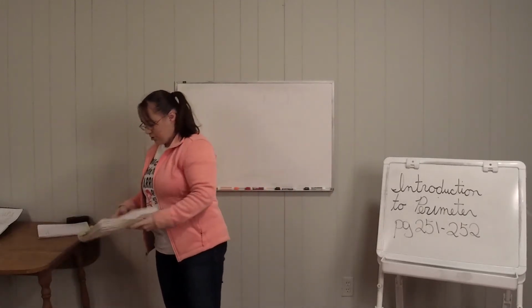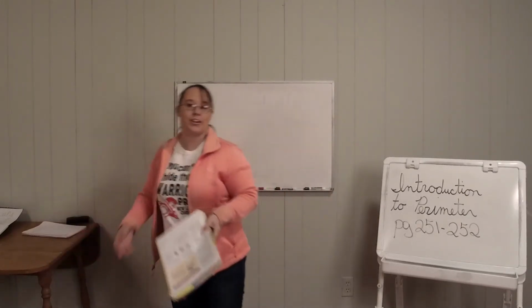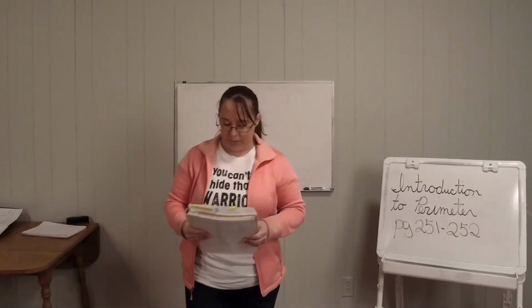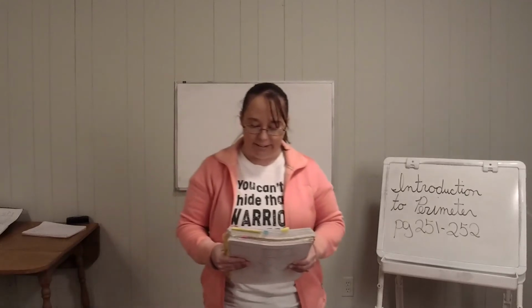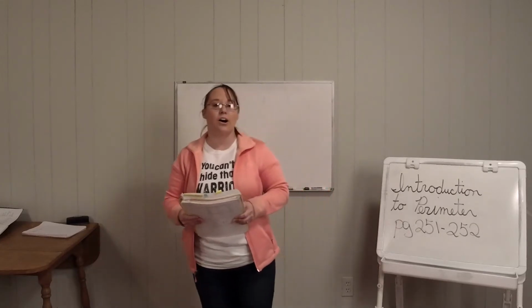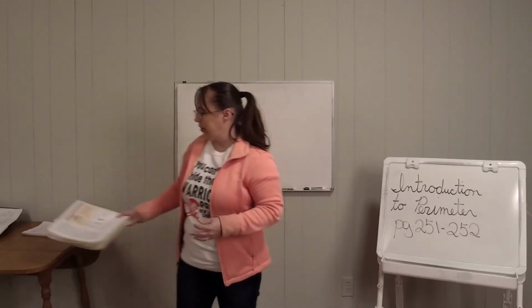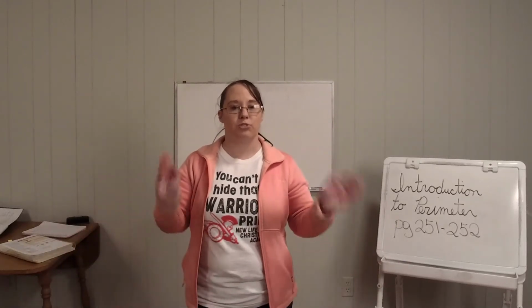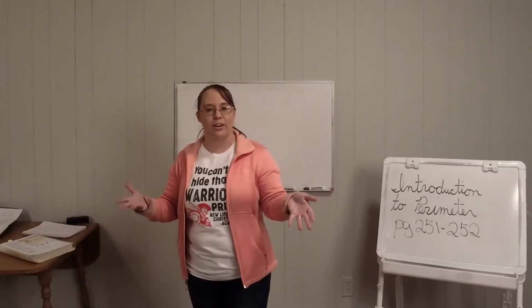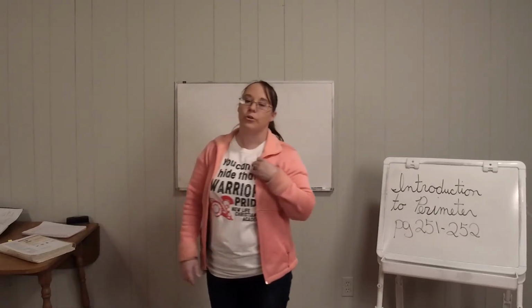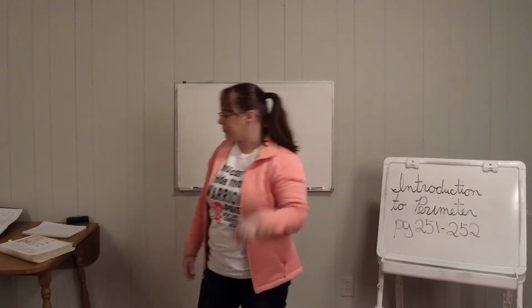Alright, I'm in your math book on page 251, Introduction to Perimeter. The perimeter of a polygon is the distance around the polygon. Perimeter is found by adding the lengths of all the sides. So guess what? All you gotta do is add. There's no multiplying, there's no division, there's no subtraction. You're just adding right now. Isn't that a lot easier? I know some of you probably like adding a lot more than division.